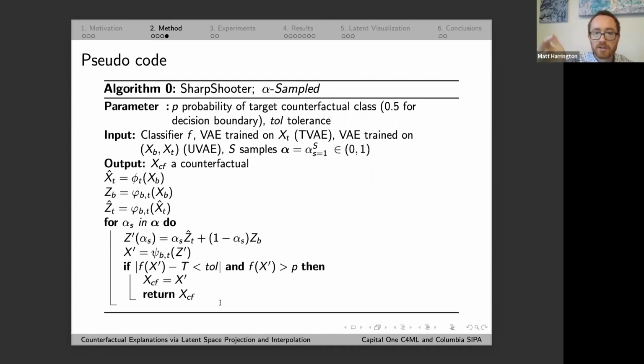And so from a higher level perspective, we're taking a lot of points along this line. We found these two endpoints. The other endpoint came from the target autoencoder, and we've put them in this unified input space. We take all these points along it, and we check each point to see if any of them meet our criteria. If so, we just accept that counterfactual point.